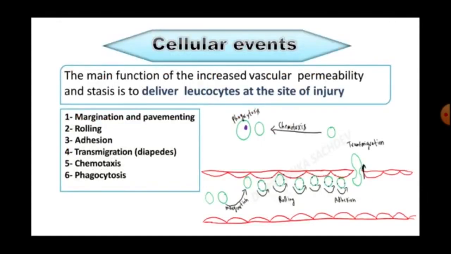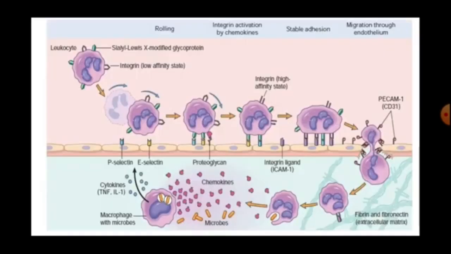The second main event that occurs in acute inflammation is the cellular event. The main function of increased vascular permeability and stasis is to deliver leukocytes to the site of injury. Number 1, margination and pavementing. Number 2, rolling. Number 3, adhesion. Number 4, transmigration. Number 5, chemotaxis. Number 6, phagocytosis. This figure shows how the cellular events occur.